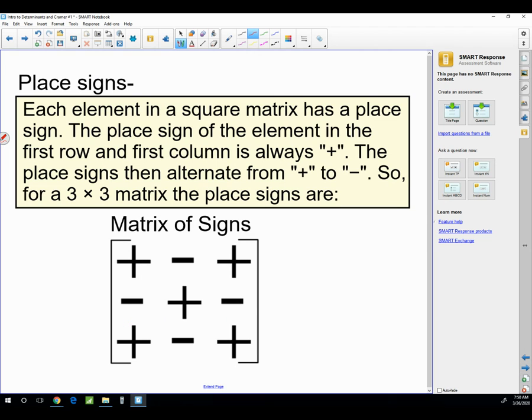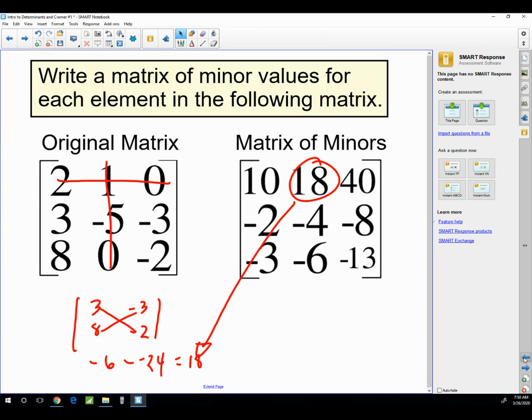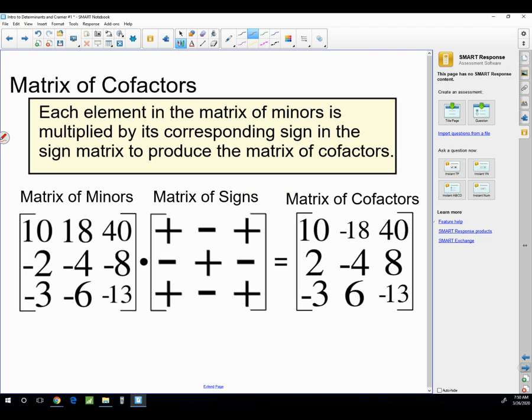And then there's this thing called the matrix of signs. Okay, so we have a matrix of minors. Let me back up and point that out. We just did the matrix of minors. And then we have this matrix of signs, and it's kind of like we're overlaying it. Now, you take this matrix of signs, you overlay it to the matrix of minors. And what this plus means here is that you don't change the sign of 10. This minus means you change the sign of 18 and make it -18.